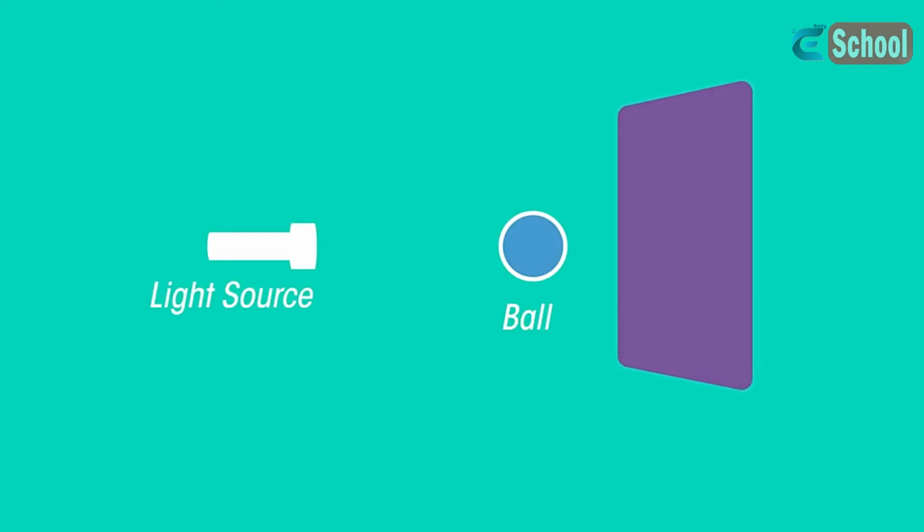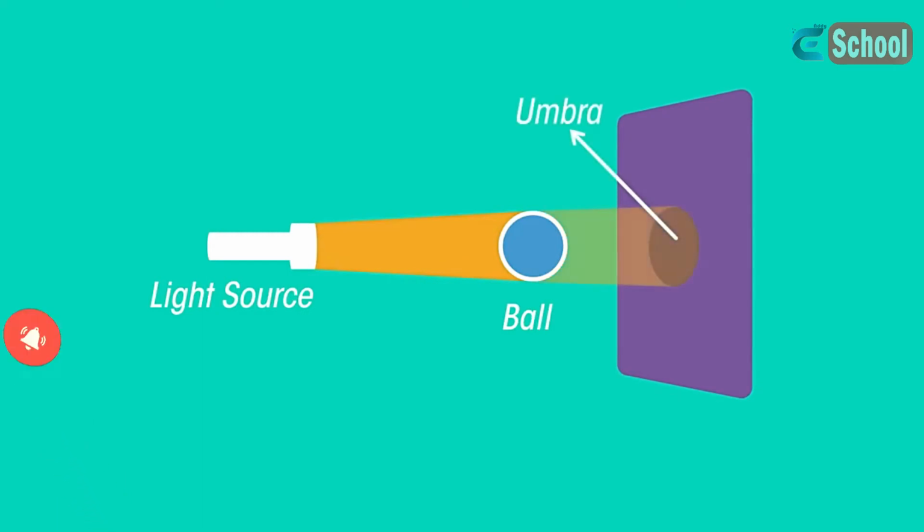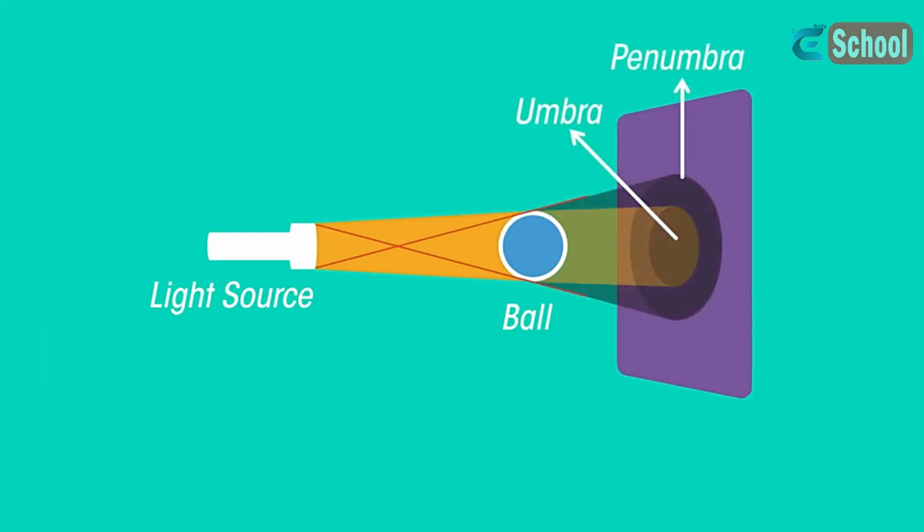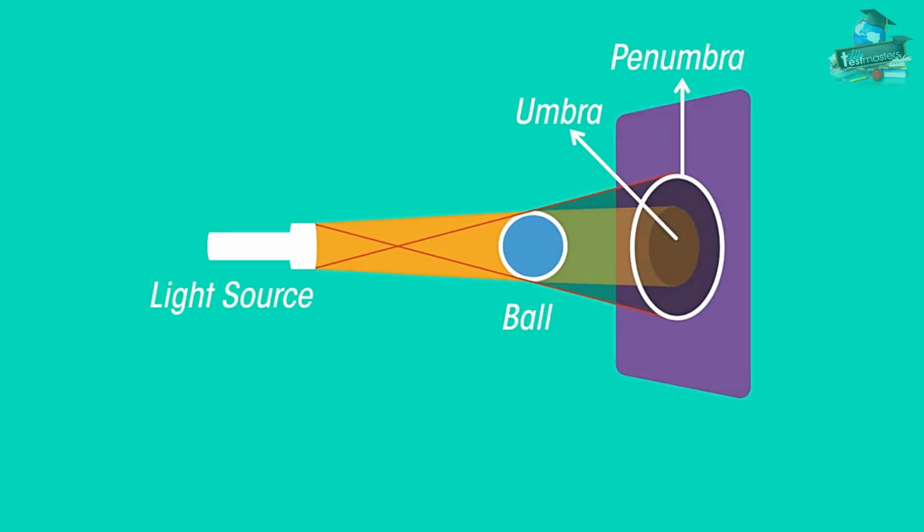A shadow is an area where there is no light. Shadows have two regions within them, the umbra and the penumbra. The umbra of a shadow is in the centre and is the darkest part of the shadow. The penumbra is an extended part of the shadow that is slightly lighter than the umbra.